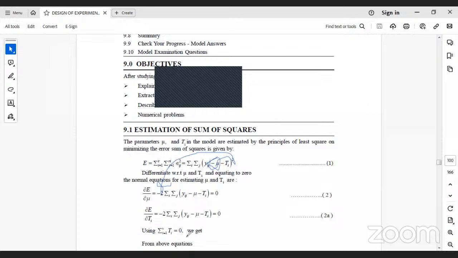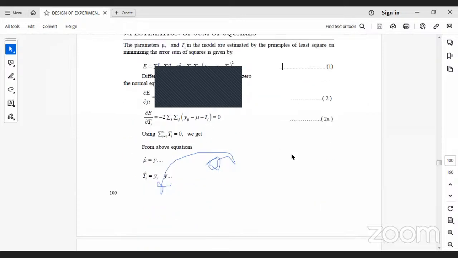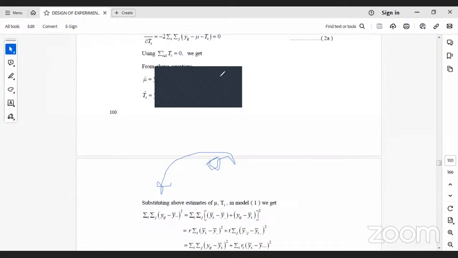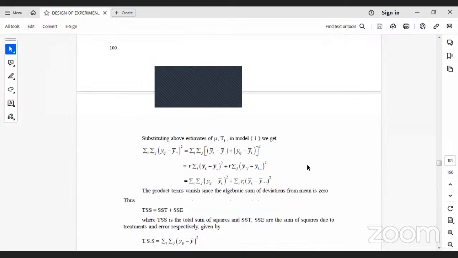Using summation of i equal to 1 to v of ti equal to 0, we get the above equations. mu cap is y bar and ti cap is yi bar minus y bar. Substituting the above estimates of mu and ti in the model, we get summation of (yij minus yi bar) whole square, so r into summation of (yi bar minus y bar) whole square. The product term vanishes, since the algebraic sum of deviations is 0.